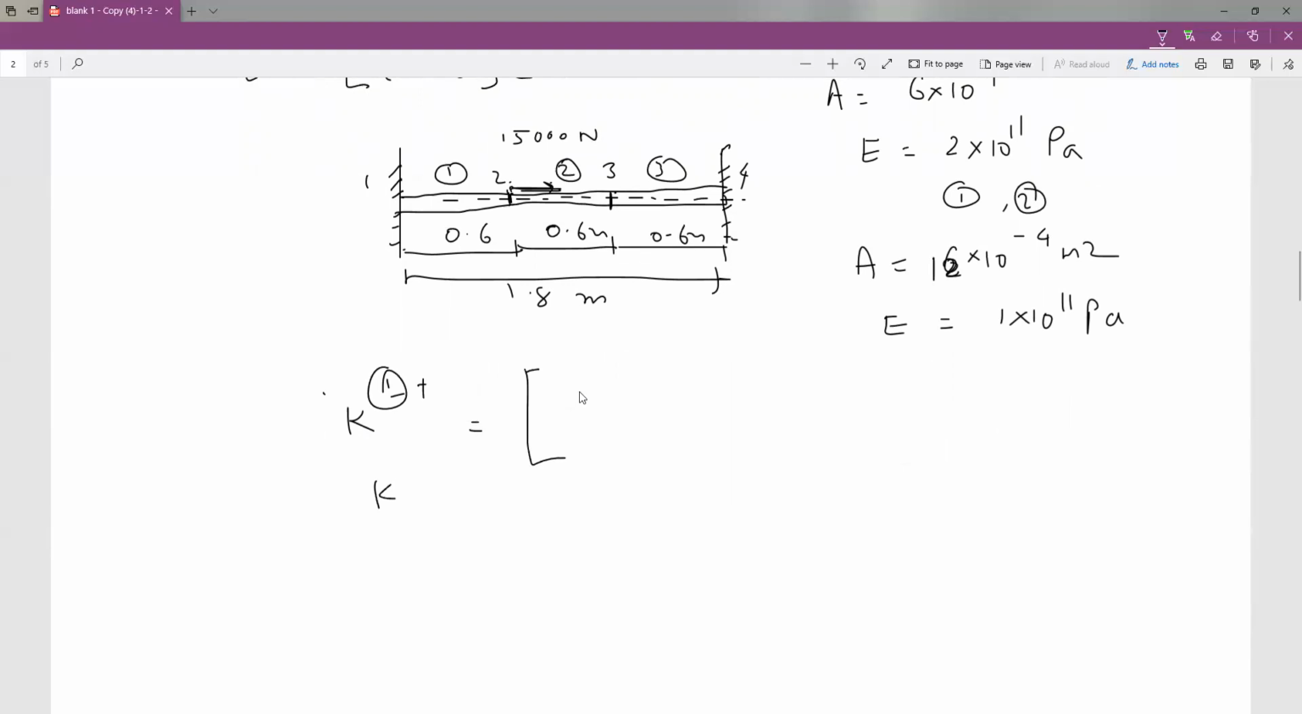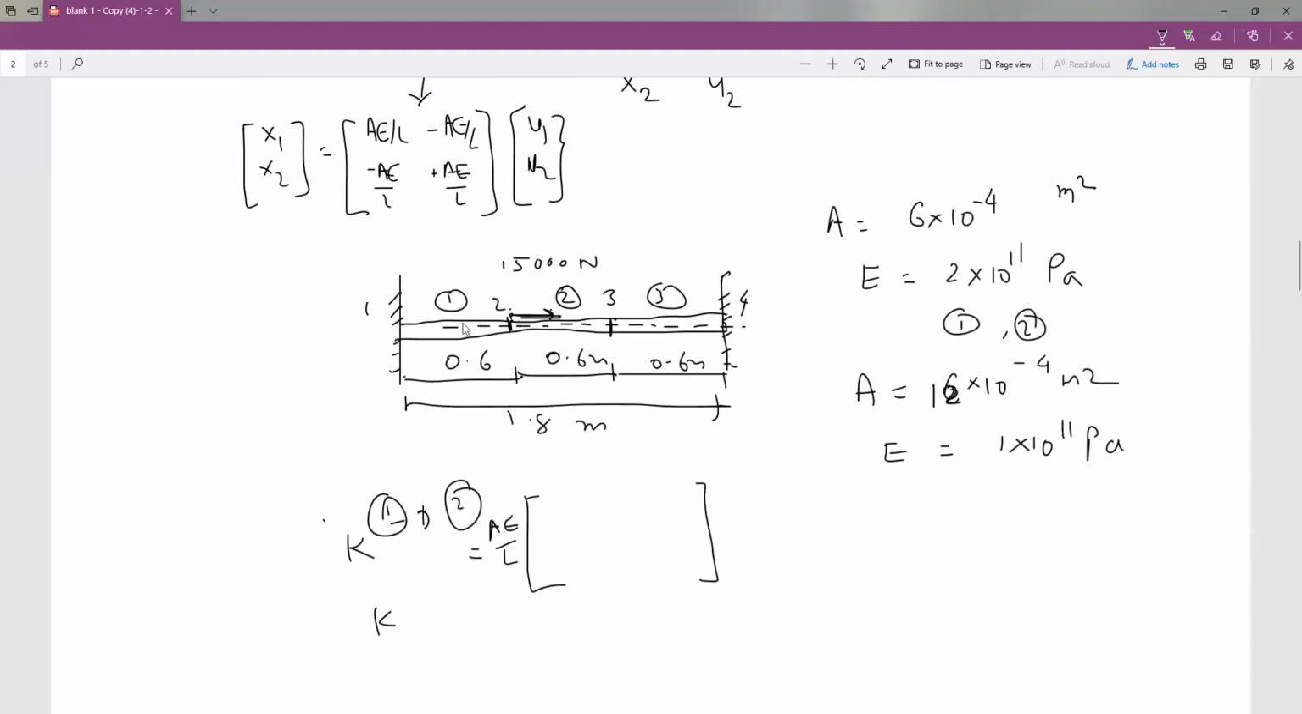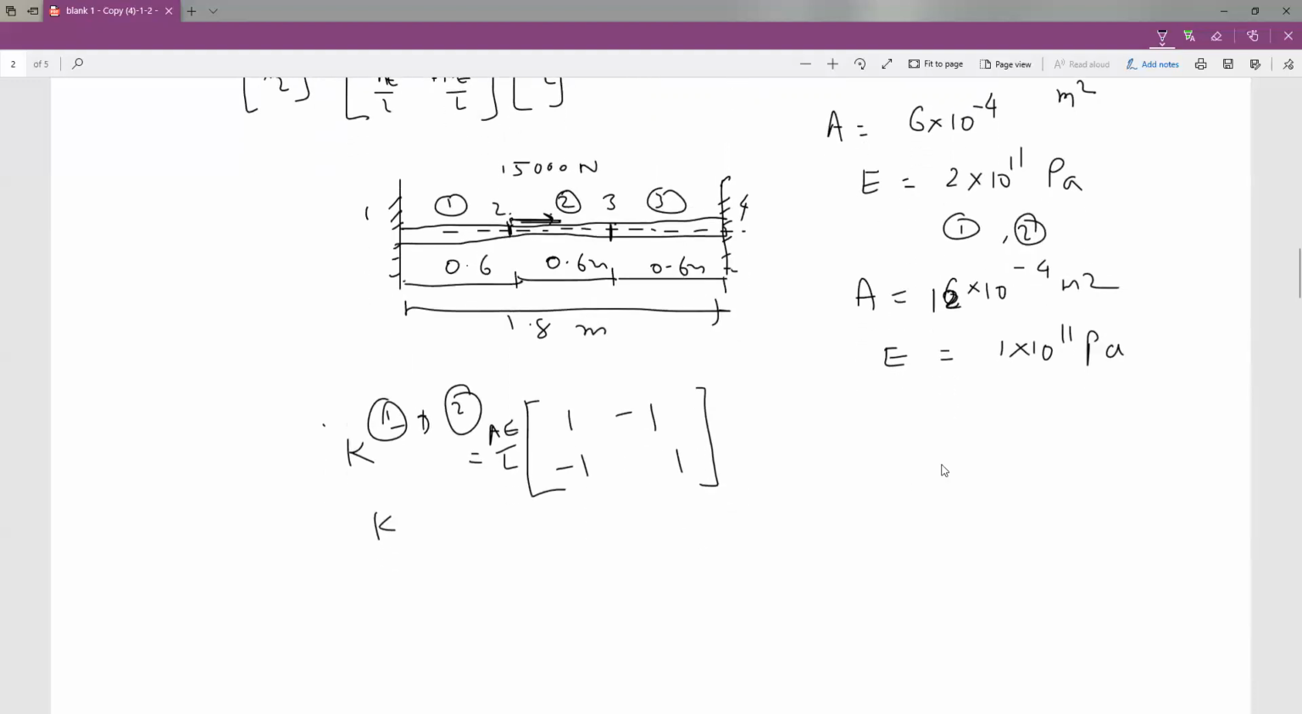The individual bar stiffness matrix for the first bar and also the second bar will be AE by L. Substitute the values: A is 6 into 10 to the power minus 4, E is 2 into 10 to the power 11, divided by 0.6. I have taken out AE by L and the matrix inside becomes 1 minus 1 minus 1 1. This turns out to be 2 into 10 to the power 8, times 1 minus 1 minus 1 1.